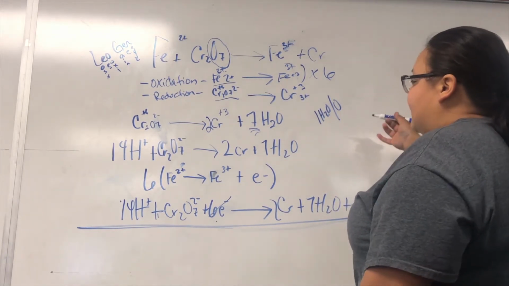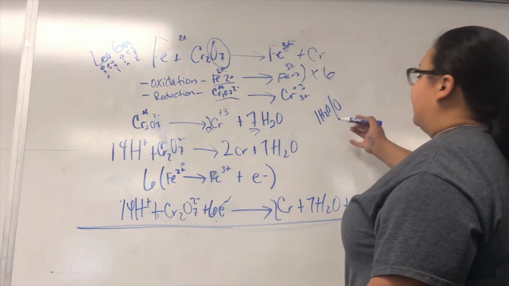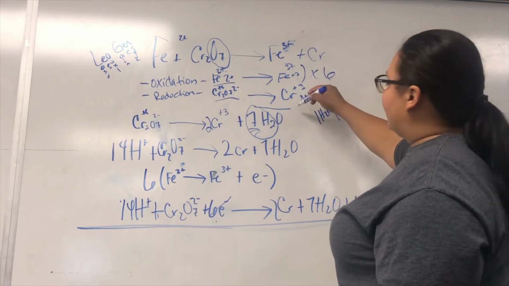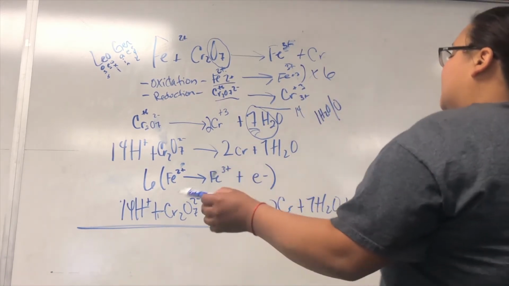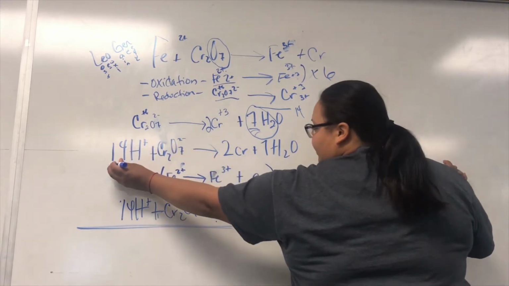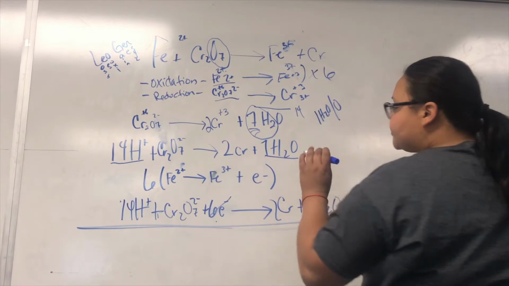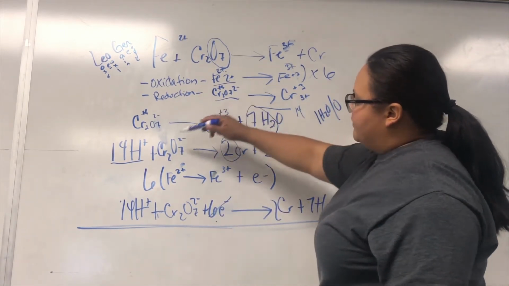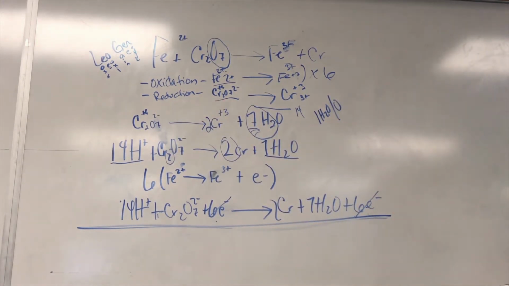So now the next step is adding the hydrogen ions to every water. So here we have 14 waters. We don't have 7, we have 14, because 7 times 2 is 14. I already did that as well. So we are balancing the 14 hydrogen ions with the 14 waters. And this 2 is because we have 2 Cr, and we have to balance that out as well.